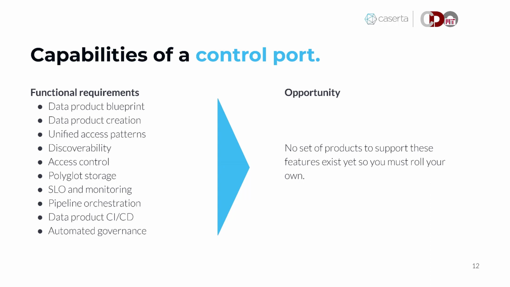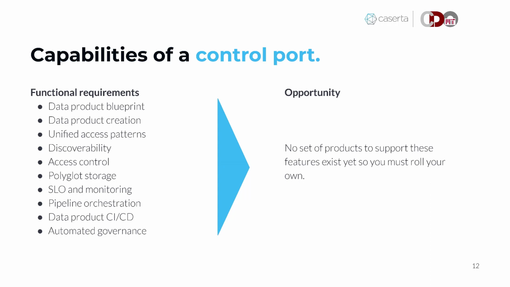Pipeline orchestration, data products, CI/CD, and then automated governance. I've been advocating automated governance actually since the beginning of the pandemic. This was something that I started about 18 months ago. I do believe that the manual processes associated with data governance today are killing us. It does not need to be manual anymore.